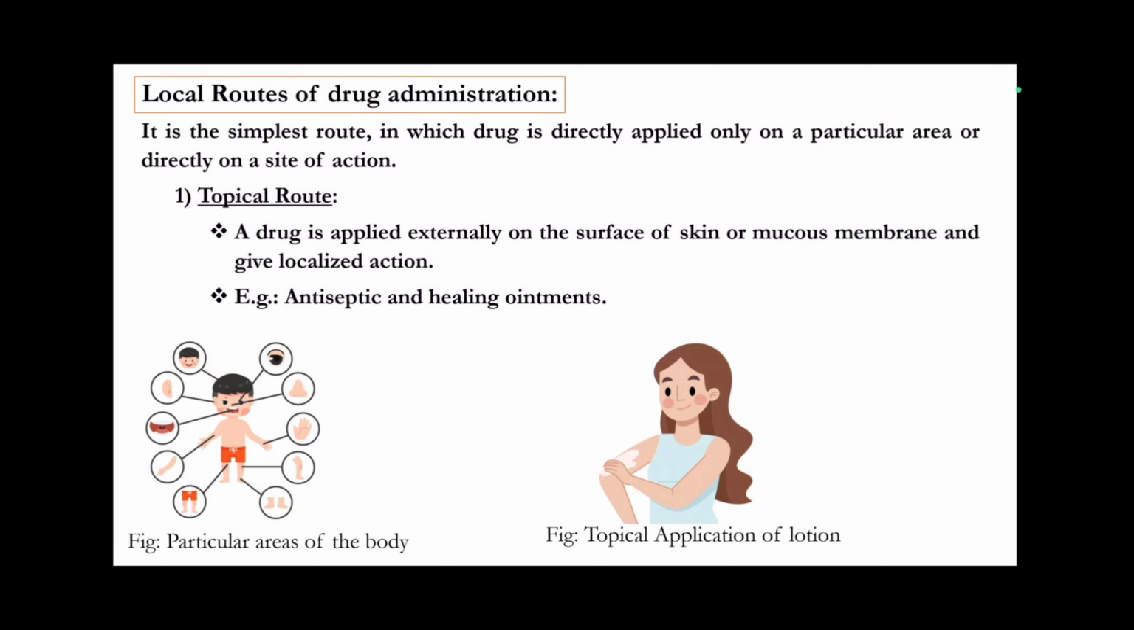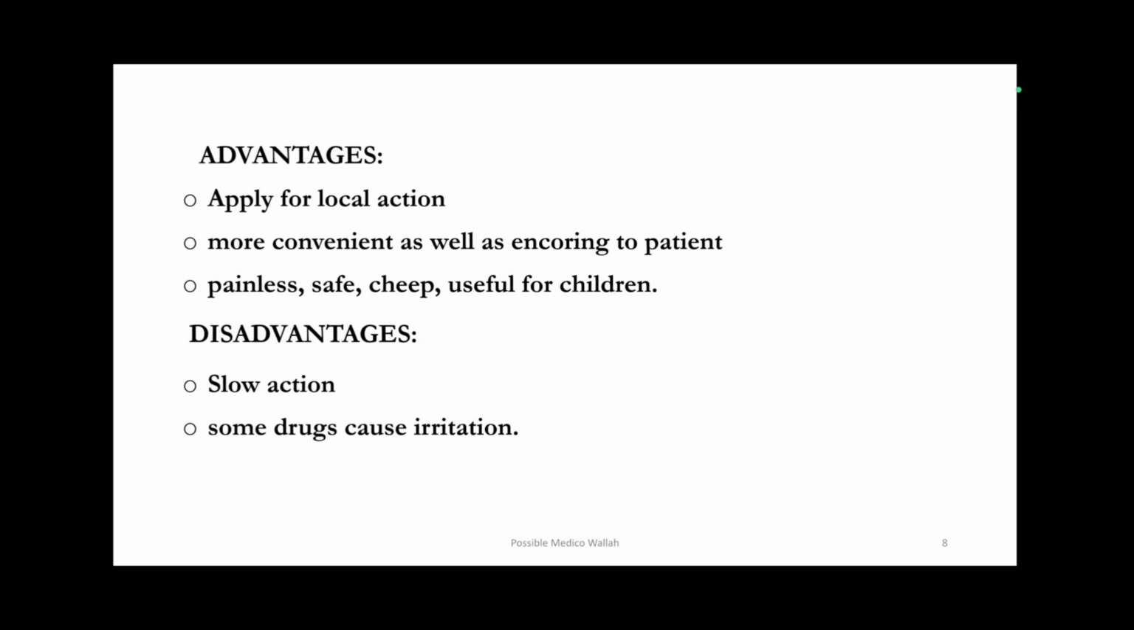So first we will see the topical route. In this route, the drug is applied on the external surface of the skin for localized action. Various types of formulations we use are lotion, ointment, cream, powder, spray, etc. Example: antiseptic and healing ointment. Advantages of the topical route: it is applied for local action, painless, safe, cheap, and useful for children. Disadvantage is slow action, and some drugs cause irritation.